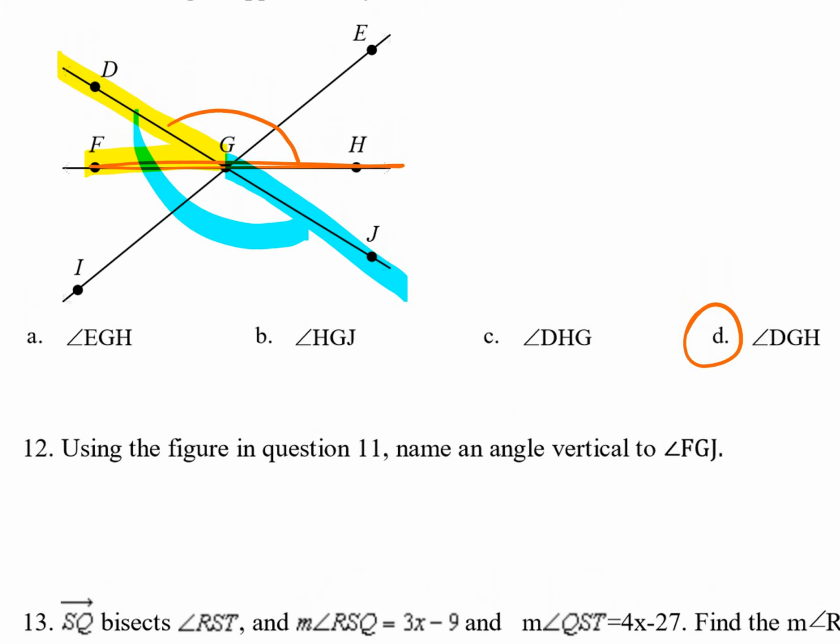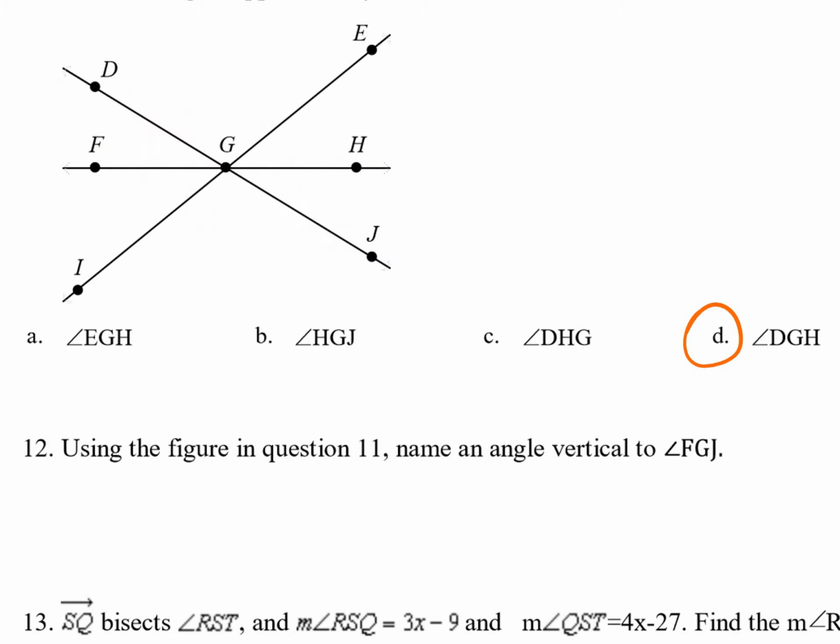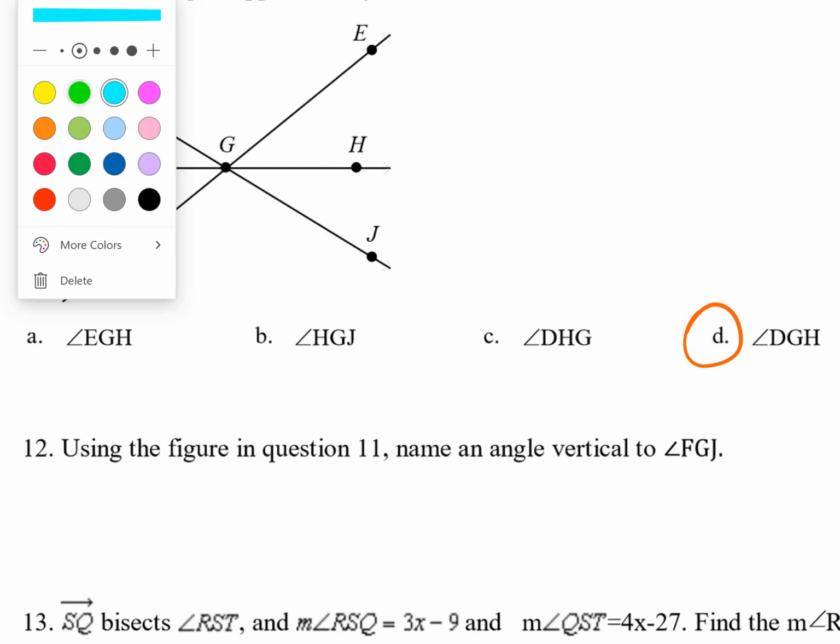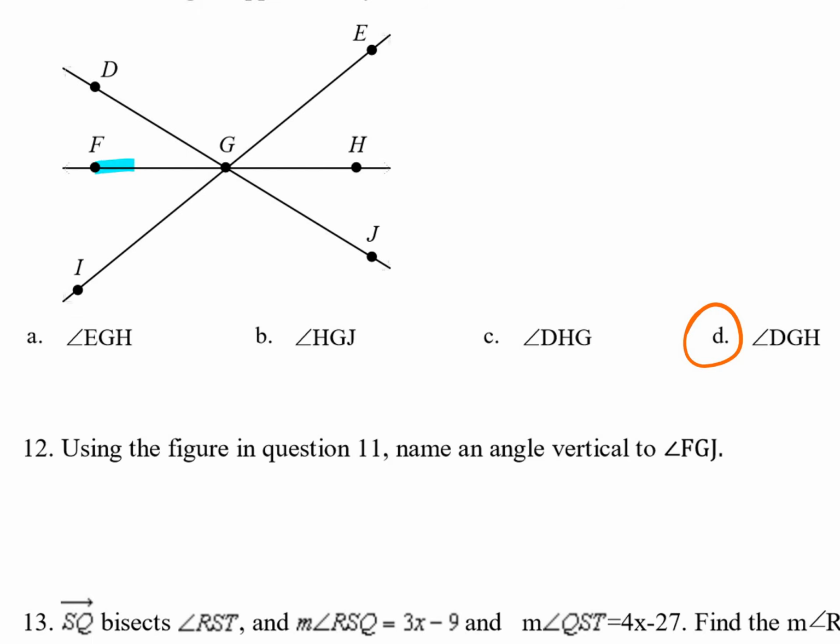Okay, now using that same picture, a vertical to FGJ. So let's erase this. Vertical to FGJ. All right, we need to finish these straight lines.